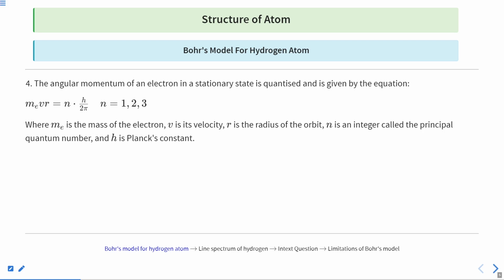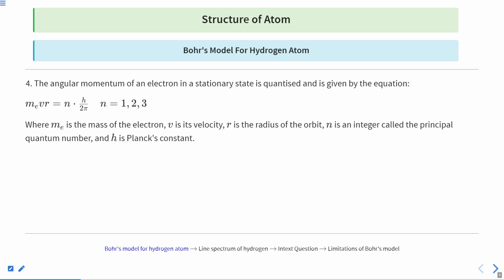The electron will revolve only in that orbit where its angular momentum equals an integral multiple of h by 2 pi. We call h by 2 pi h cut also, so h cut is equal to h by 2 pi. If you see this h cut, don't get confused. Just substitute h by 2 pi there and you will get your answer.